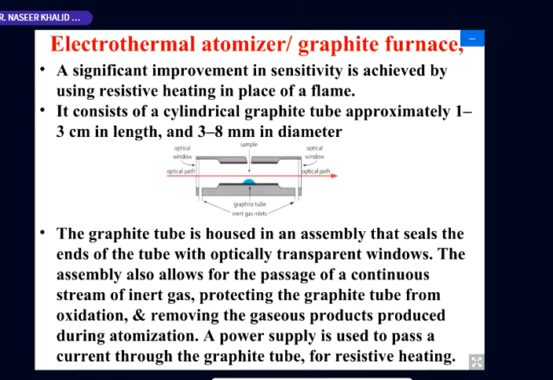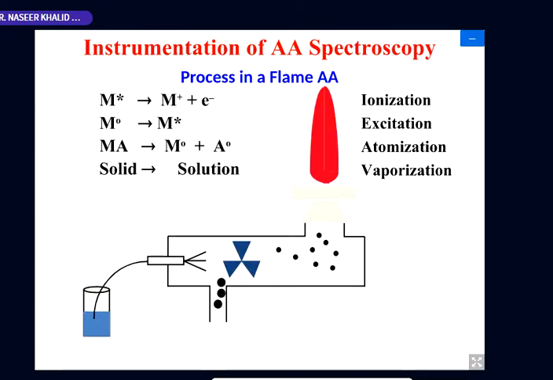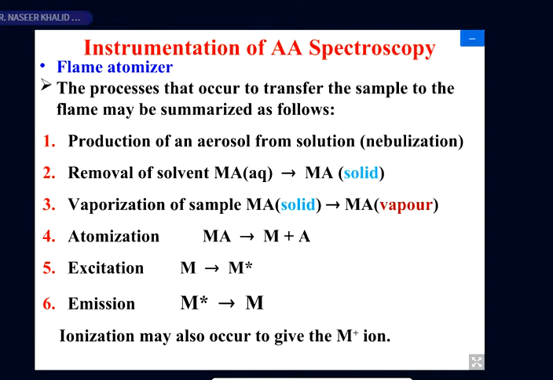Now we have already said that there are two types of atomizers mainly. Number one is the flame. Number two is the electrothermal. In the electrothermal atomizer, there is no flame. Be careful. Again, I am going back.